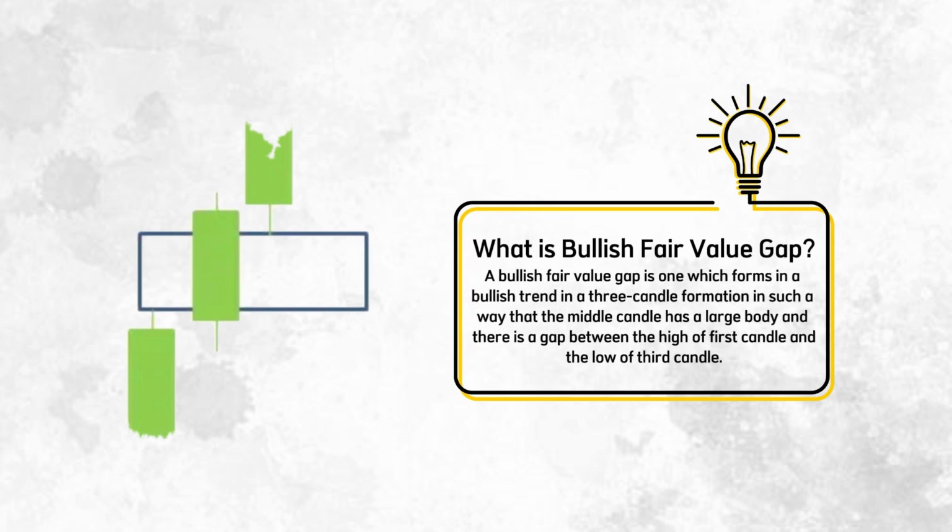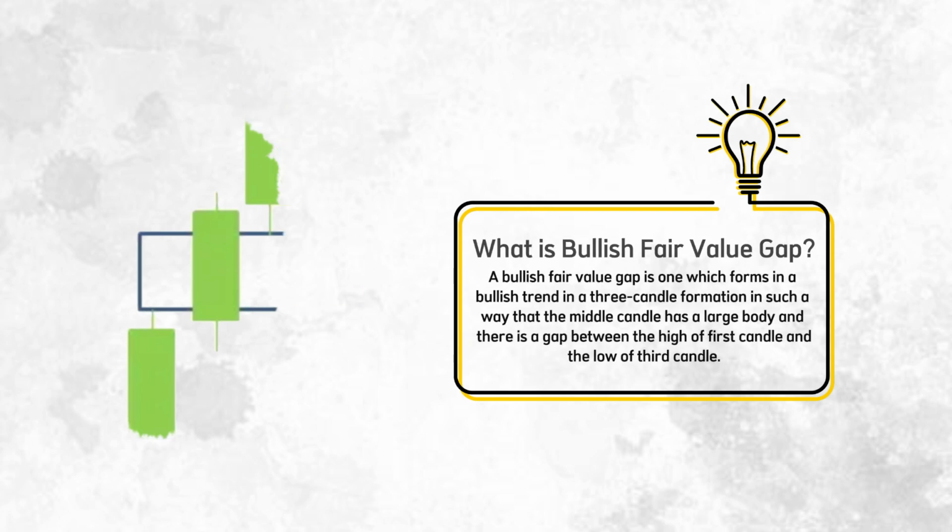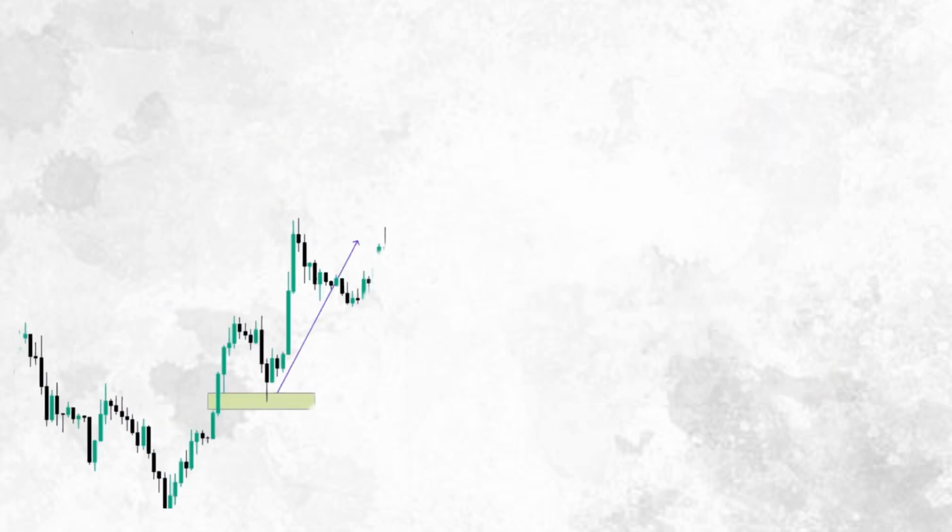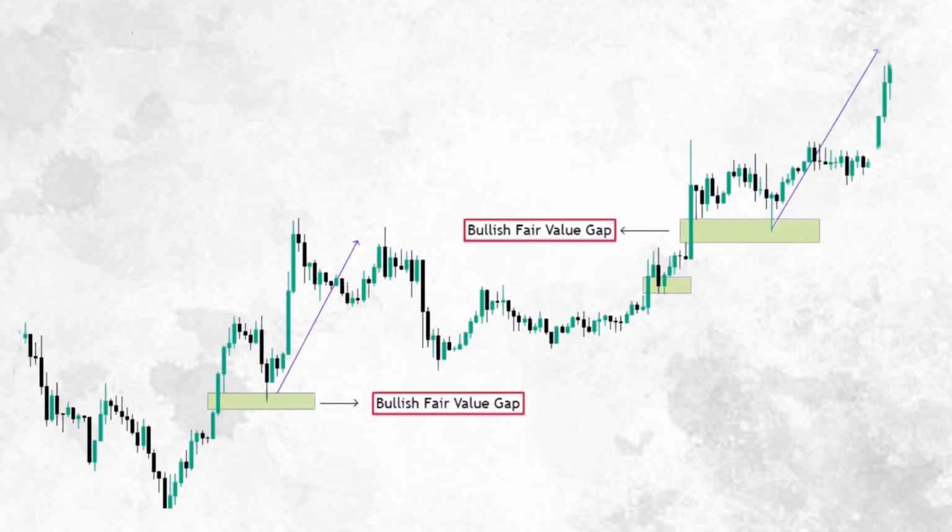ICT bullish fair value gap. A bullish fair value gap is one which forms in a bullish trend in a three-candle formation in such a way that the middle candle has a large body and there's a gap between the high of the first candle and the low of the third candle. In a bullish trend, a fair value gap can act as a good support, and mostly price tends to fill this gap before moving higher.